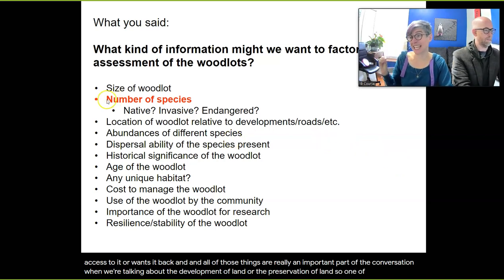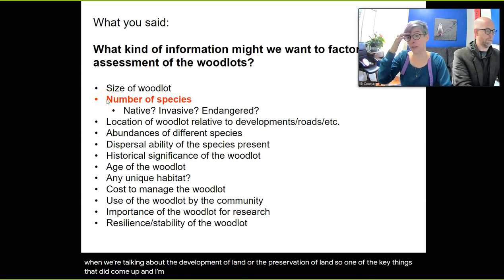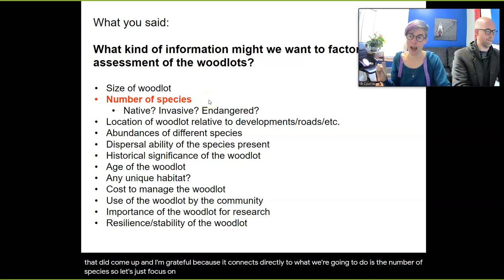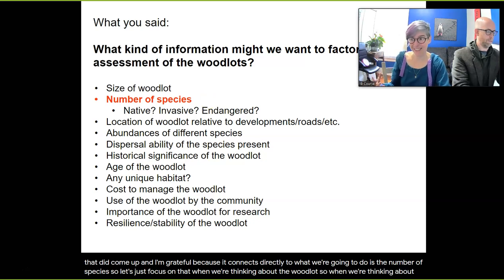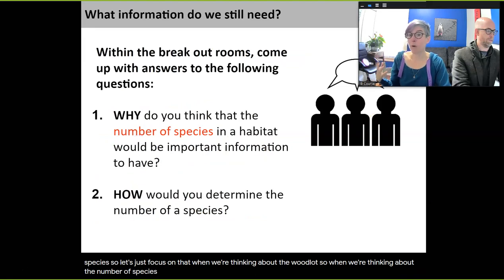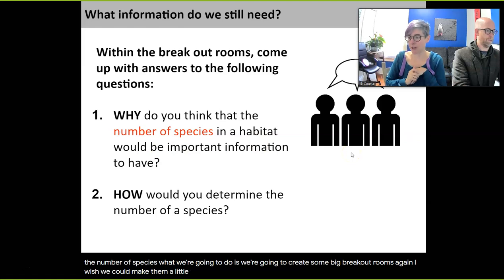So one of the key things that did come up, and I'm grateful because it connects directly to what we're going to do, is the number of species. So let's just focus on that when we're thinking about the woodlots or when we're thinking about any place, right? The number of species. What we're going to do is create some big breakout rooms again. I wish we could make them a little smaller, but we can't. We're limited to 30 breakout rooms.